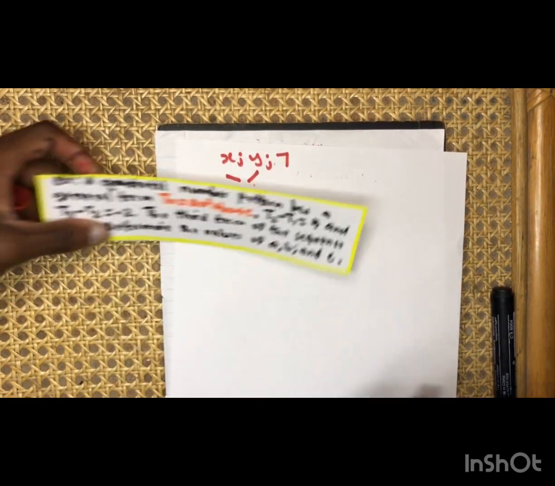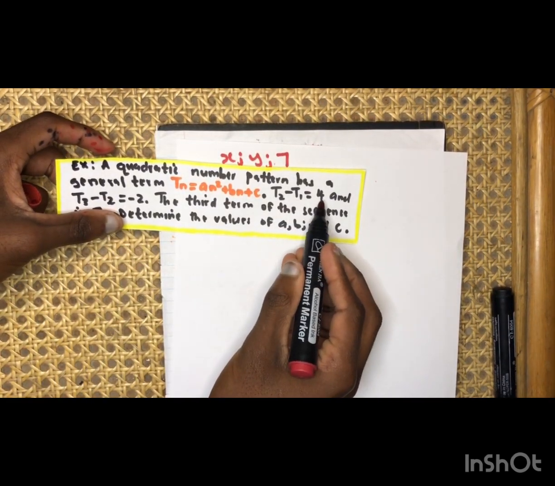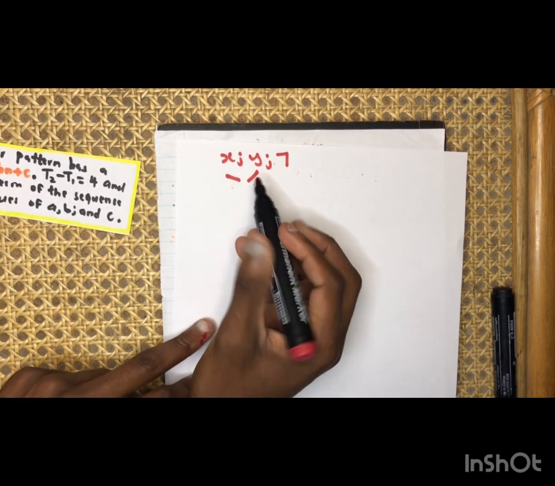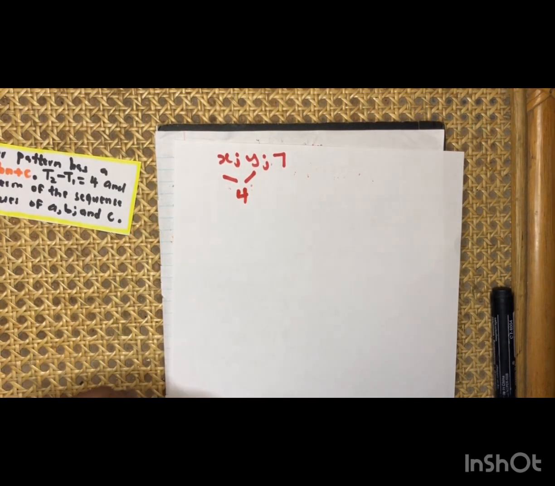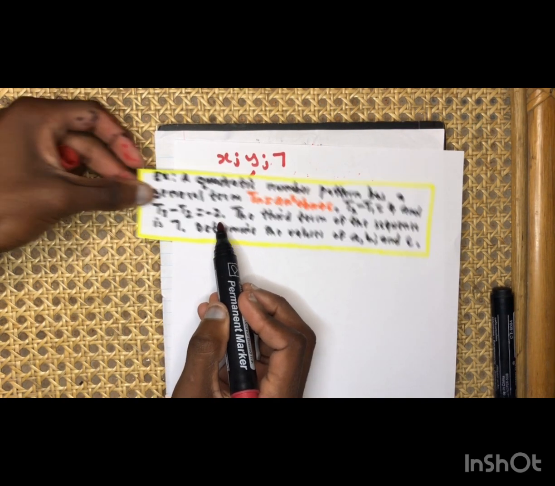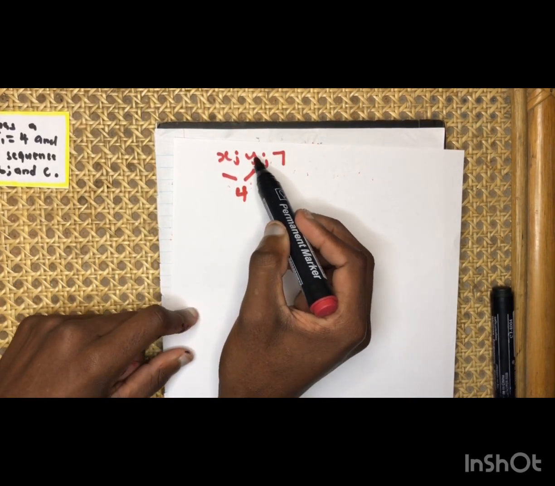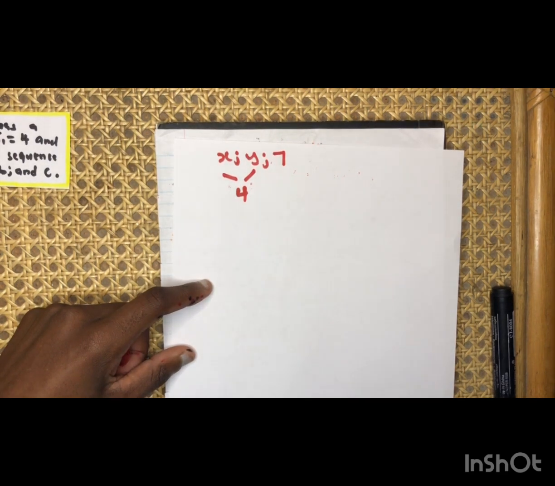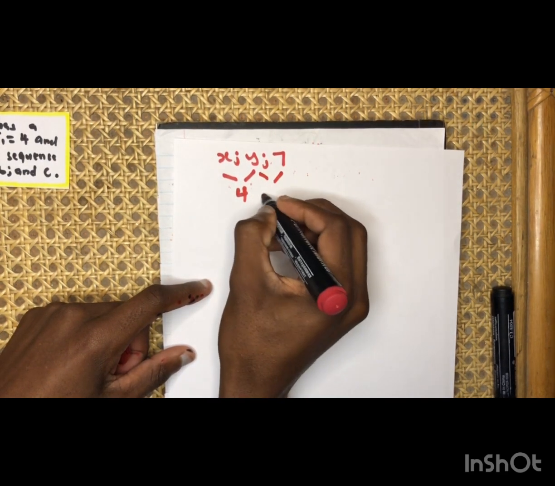So we were told that T2 minus T1 is equal to 4. So if I subtract y and x, I suppose to get 4. That's easy. Then they said again, if I subtract T3 minus T2, I get minus 2. So if I subtract 7 and y, I suppose to get minus 2.